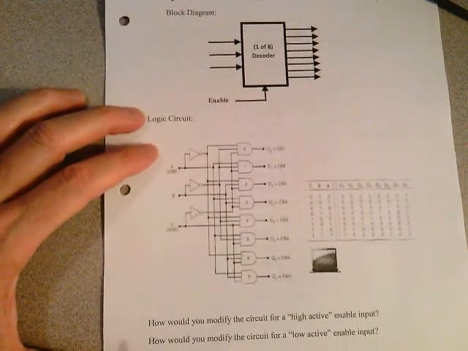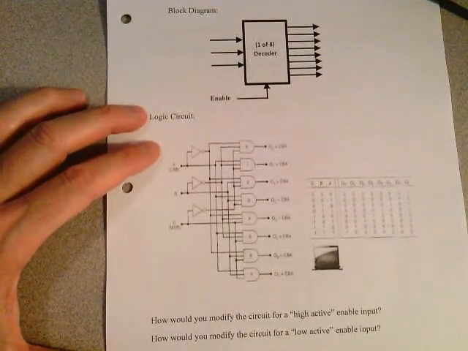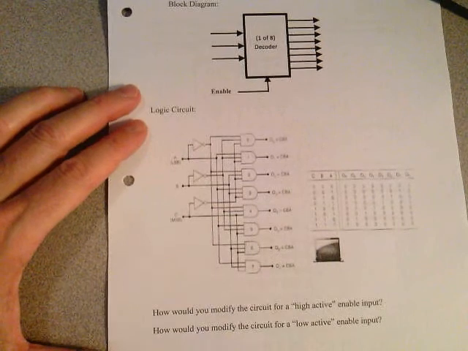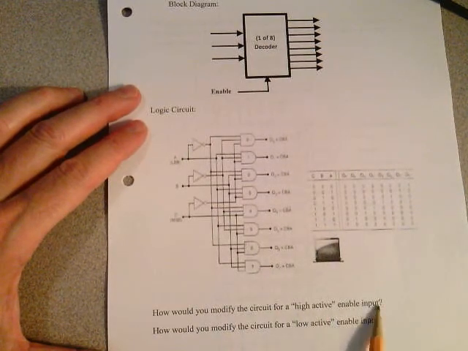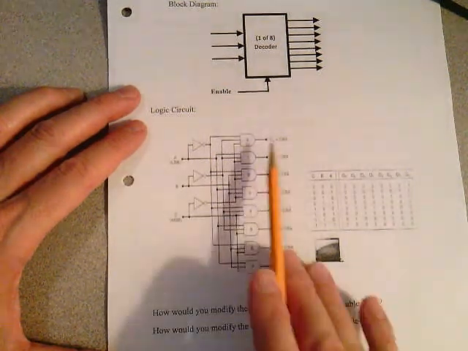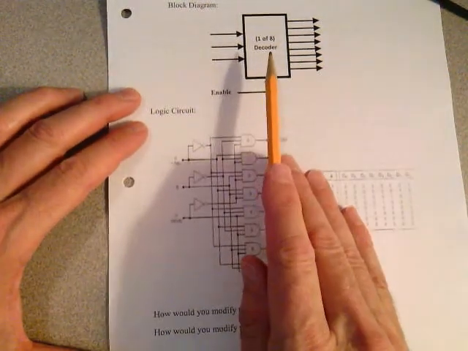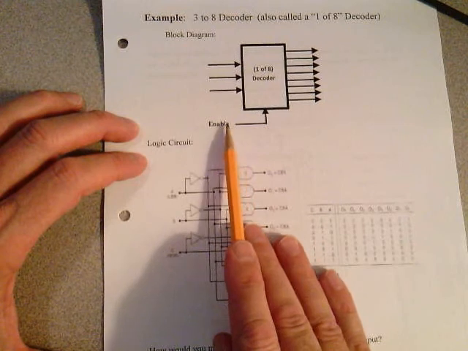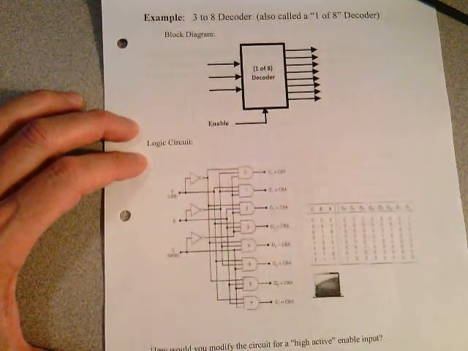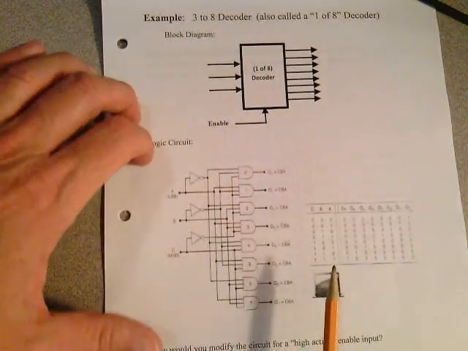Let's take a look at this. How would you modify the circuit here, which we just looked at, if you wanted a high active enable? And then how would you modify this circuit if you wanted a low active enable? Because there's no enable on this circuit here. I show it on the block diagram up here as a high active. How would I implement a high active, first of all, on this? Well, basically, all I'd do is this.